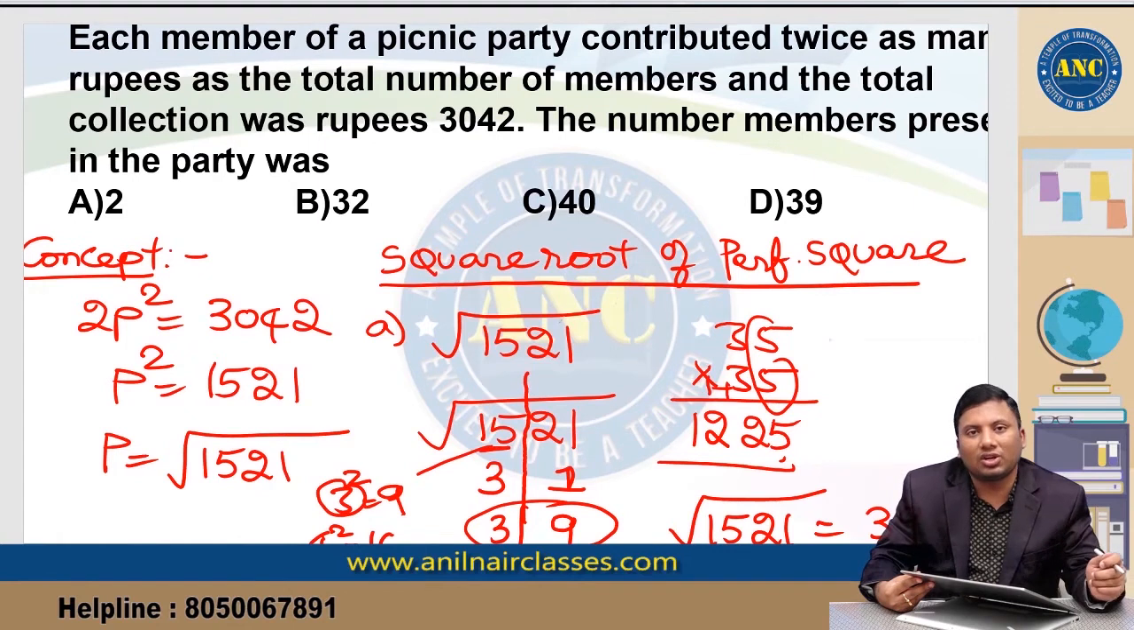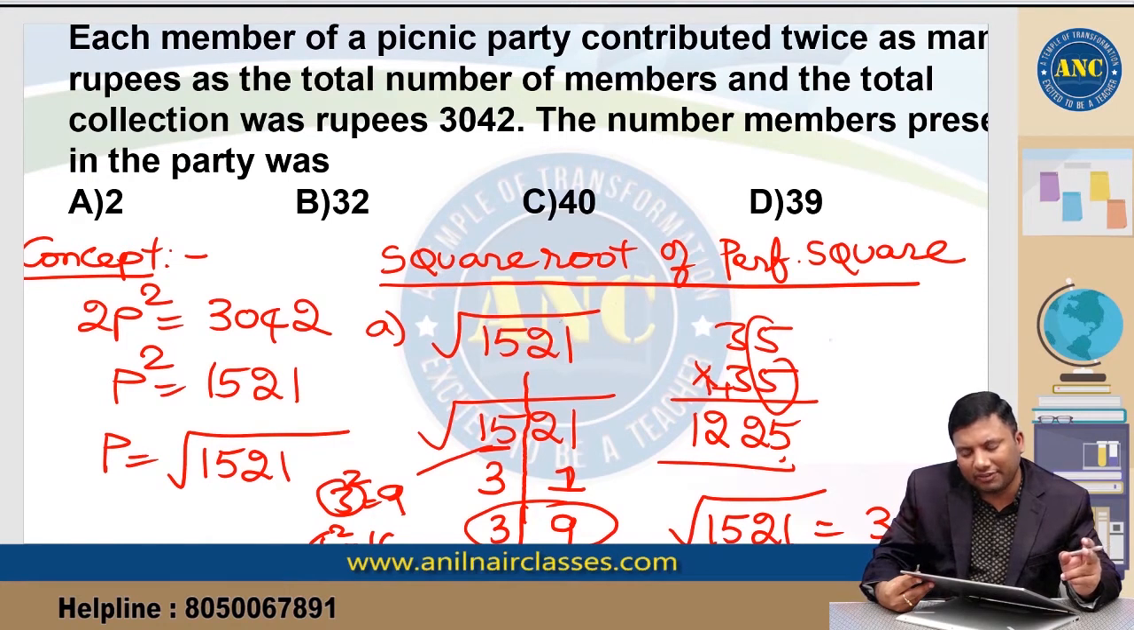Here I am using the logic of how to find the squares of a number ending with 5, which I have already discussed in one of my old shortcut videos present in our YouTube channel. 35 into 35 is 5 5s are 25, add 1, 4 3s are 12, so 1225. 1521 is greater than 1225. So the answer has to be 39.